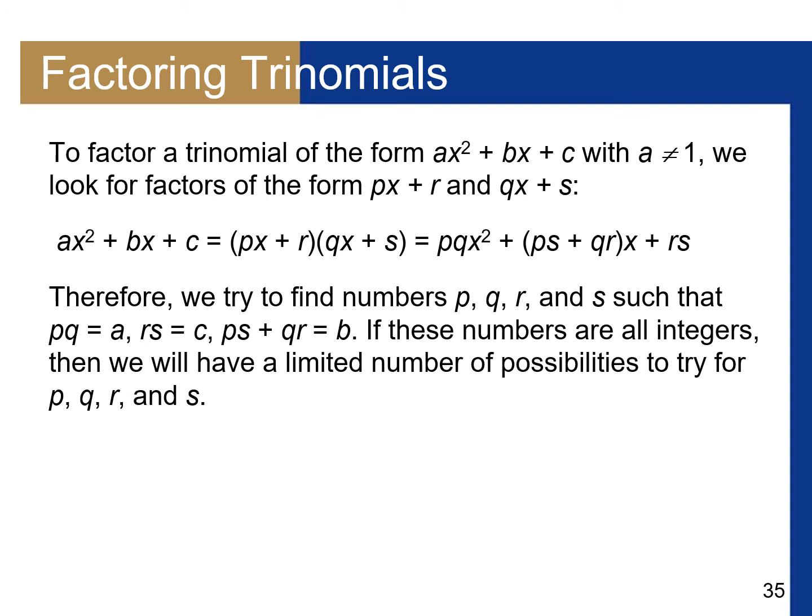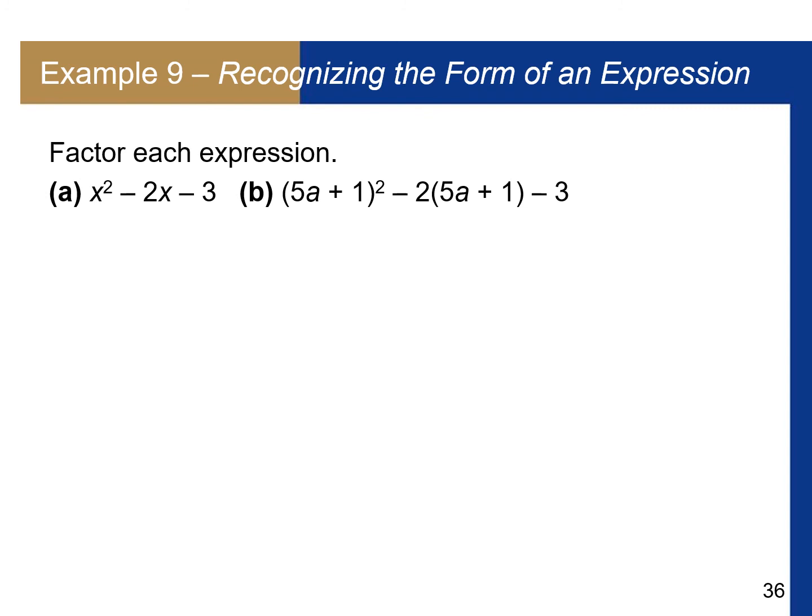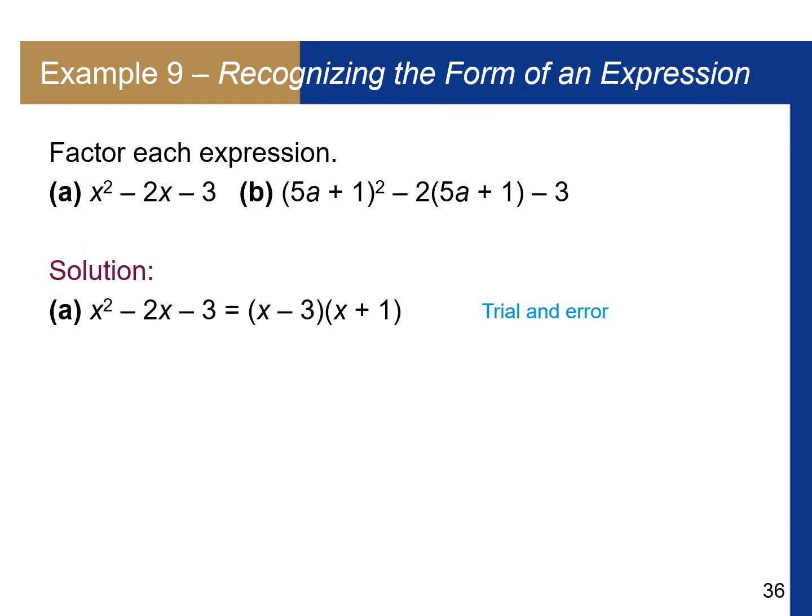Okay, so this is their explanation for factoring trinomials. And here they want to factor each expression. Here we have a 1 in front of it, so we can say factors of 3 that we subtract to get 2. Hopefully you see that would be negative 3 and 1. And that's our trinomial there.